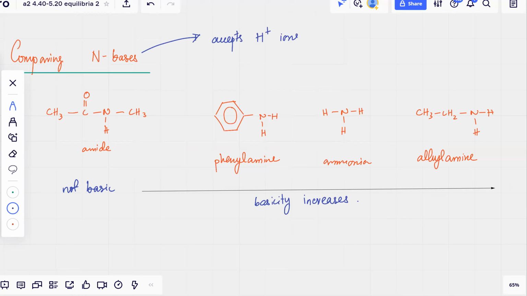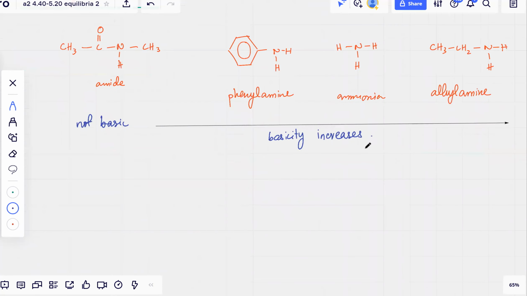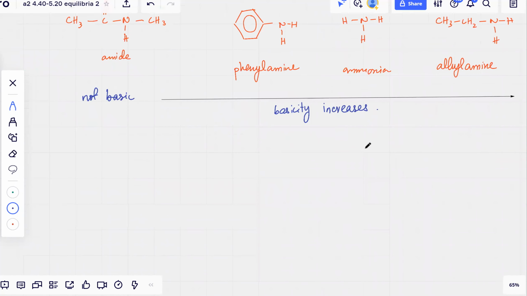So we expect all nitrogen compounds to be basic. We want to think that they do accept H plus ions, but why would nitrogen gain H plus ions? So I'm going to start with ammonia. Let's talk about ammonia. Why is ammonia so basic? Ammonia has N with 3 H's, and it's got this lone pair.